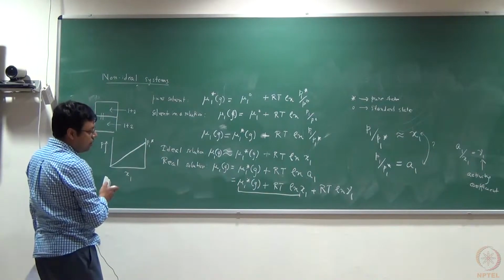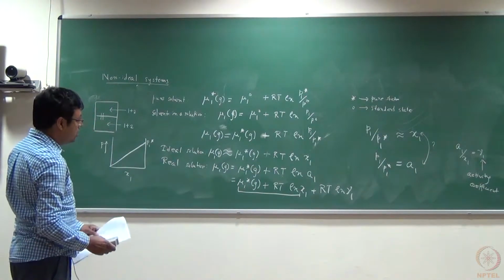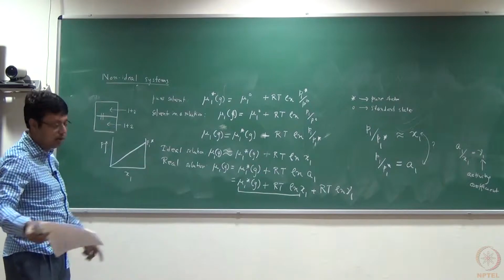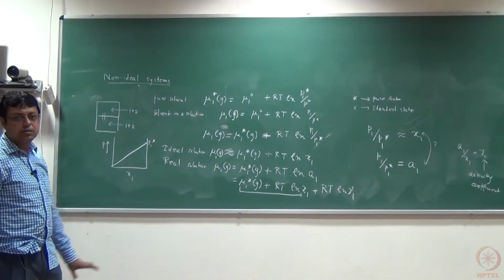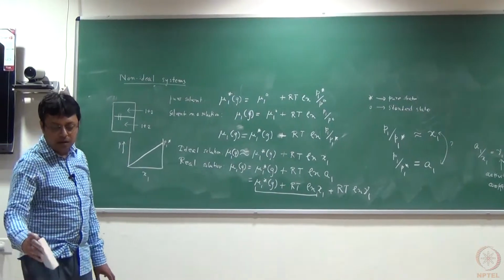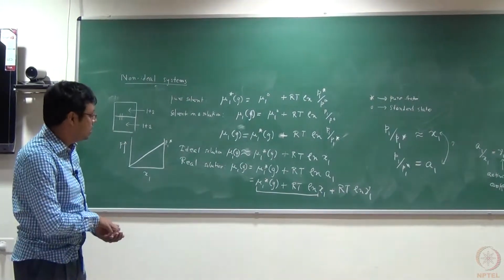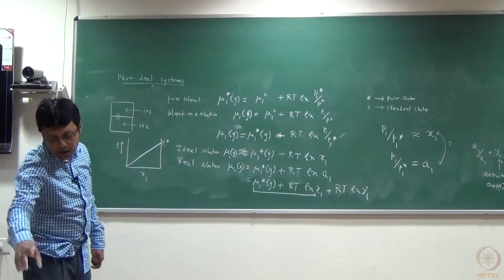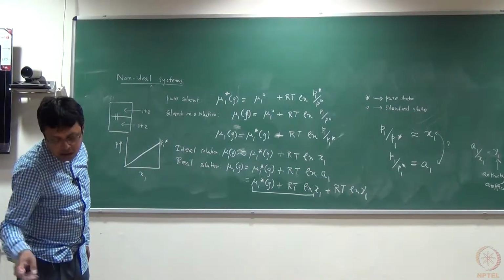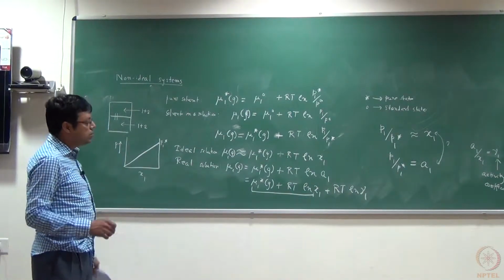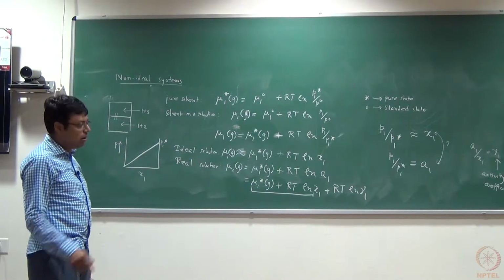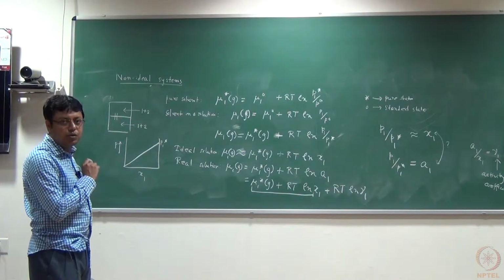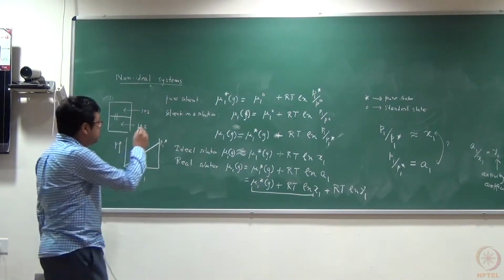Now again, you can always argue that this is suppose the ideal system. How will the curve be for the real system? Now as I said, think about it: x1 is what? X1 is basically the mole fraction of the constituent 1. Now if x1 is close to 1, when this thing happens.